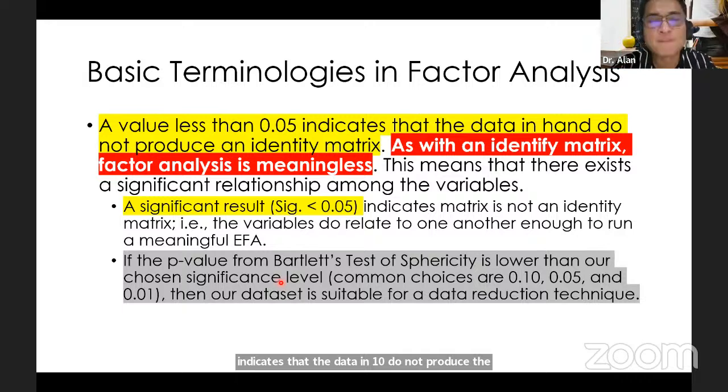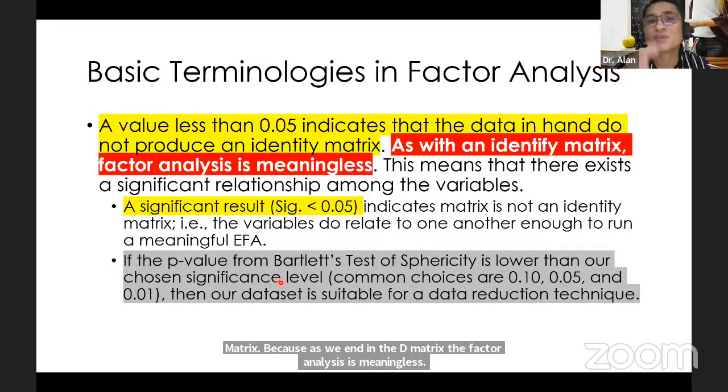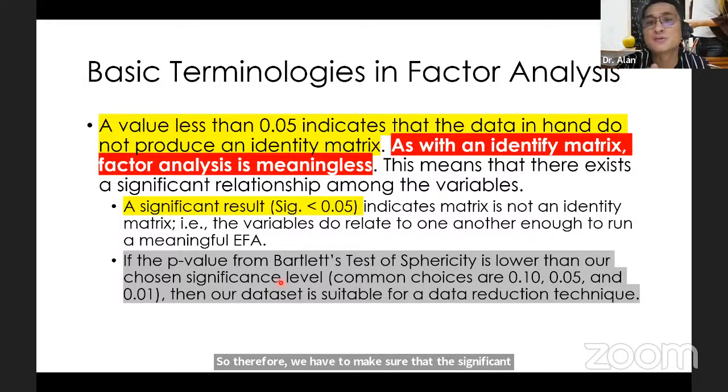Please understand that if the significance value is less than 0.05, it means the data that you use in your factor analysis won't produce an identity matrix. We don't want an identity matrix, because with an identity matrix, the factor analysis is meaningless. So we have to make sure that the significance value is less than 0.05, which means that there exists a significant relationship among the variables, all right?